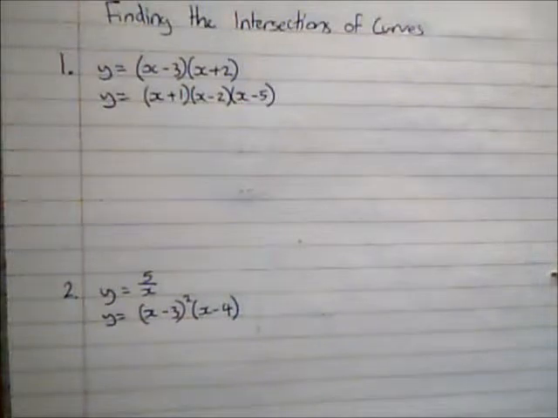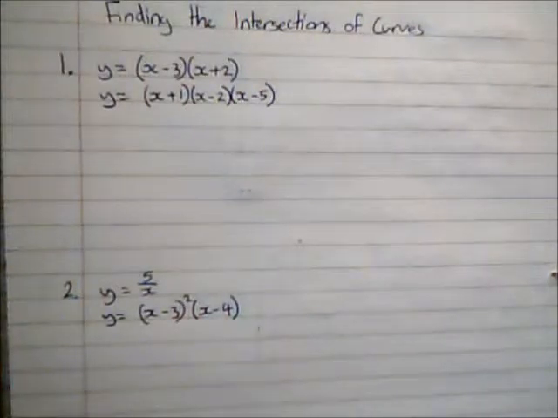So in this first example we're going to look at the two curves (x - 3)(x + 2), which we should recognise as being a quadratic, and then the second one we have here, which is a cubic. I'm going to try and find how many intersections there are. So how many solutions are there to the simultaneous equations of this pair?